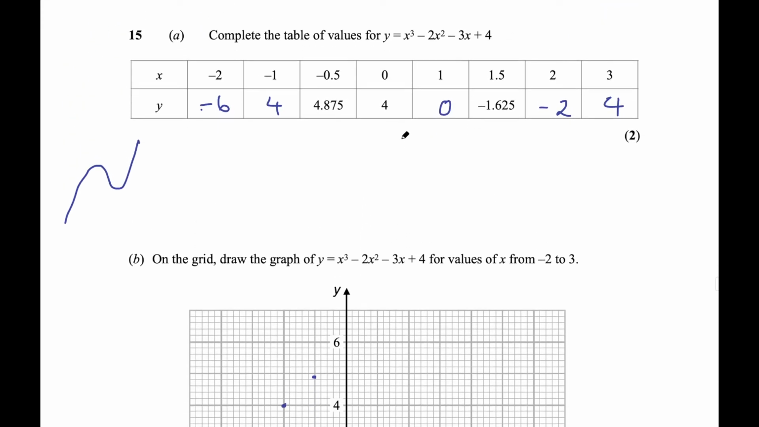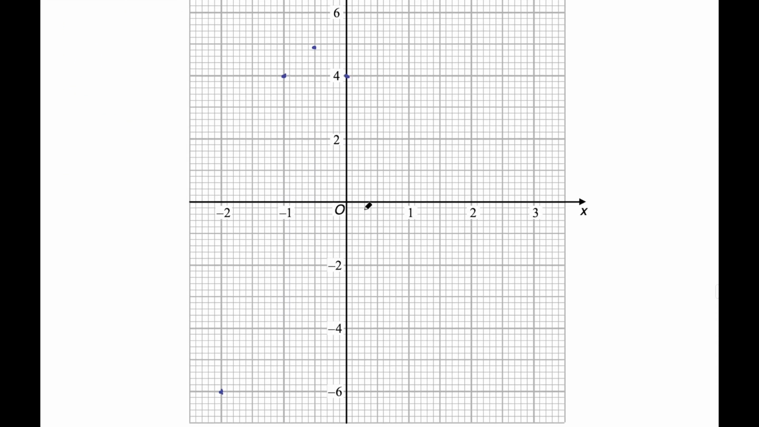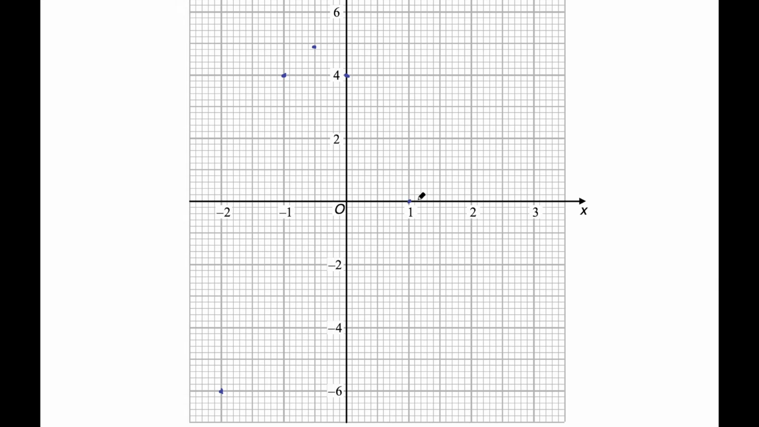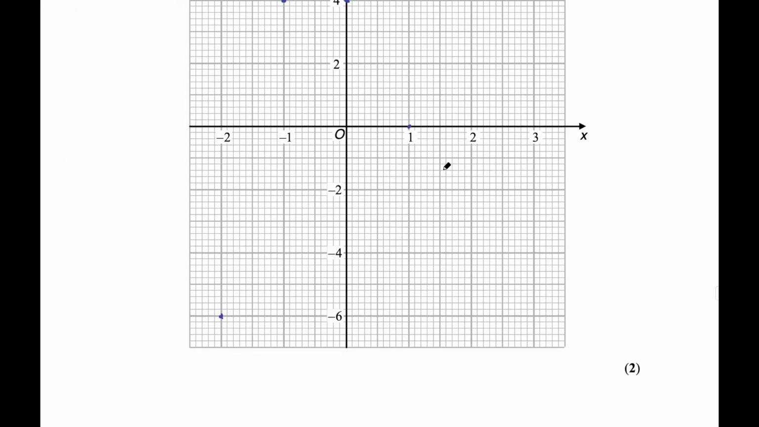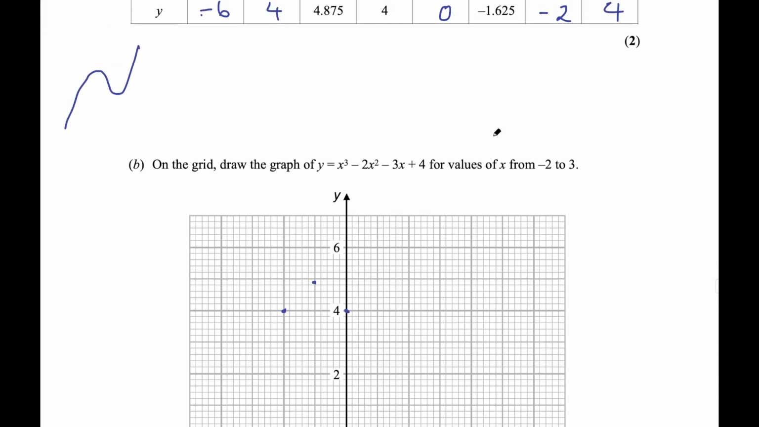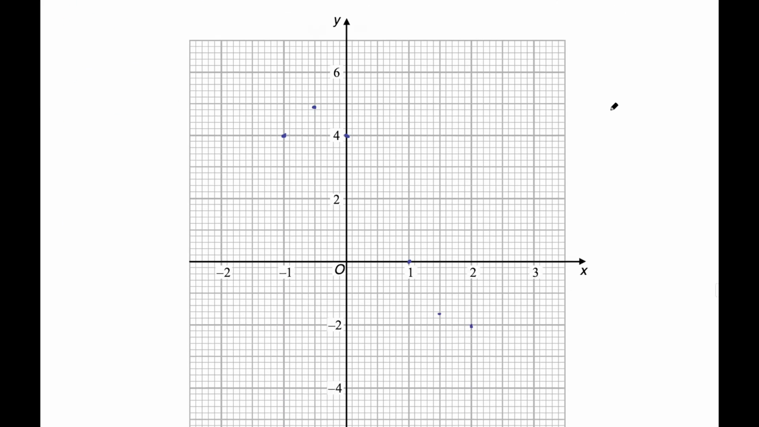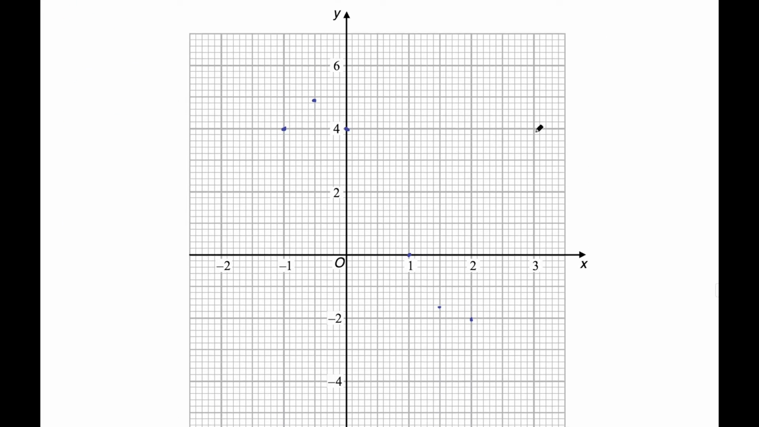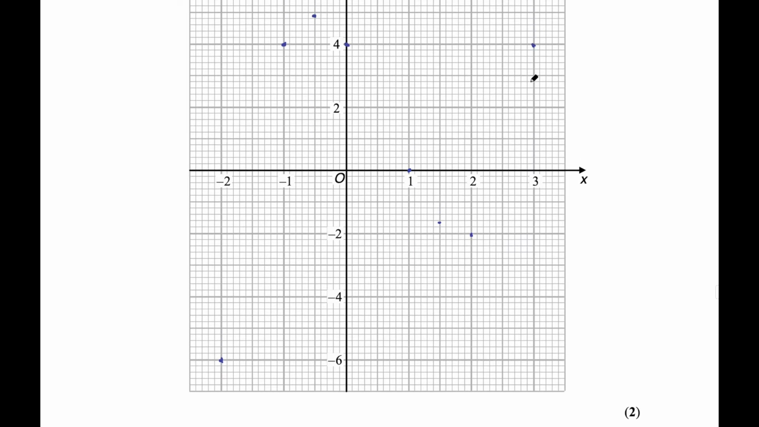Okay, I guess it doesn't need to be exact, but you want it fairly close. 1, 0: 1 on the x-axis, 0 on the y-axis. 1.5, -1.625. -1.6 would be here. So, oops, that's a bit far down. Probably almost on 1.6, basically. Okay, about there. Then 2, -2, that's here. Then 3, 4. Okay, so we've got that shape. You can see it's going to go up and then down and up again, so that's good.